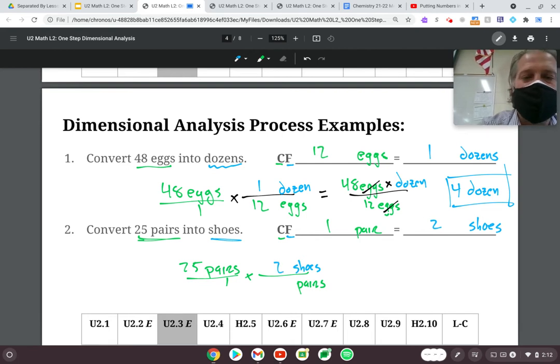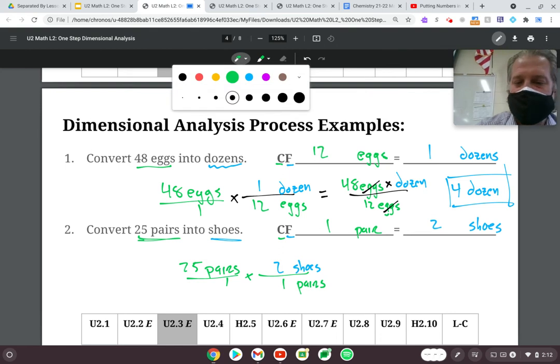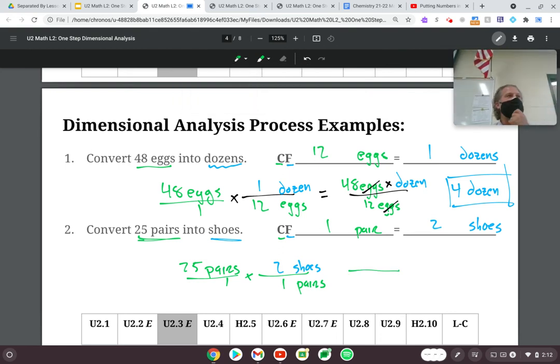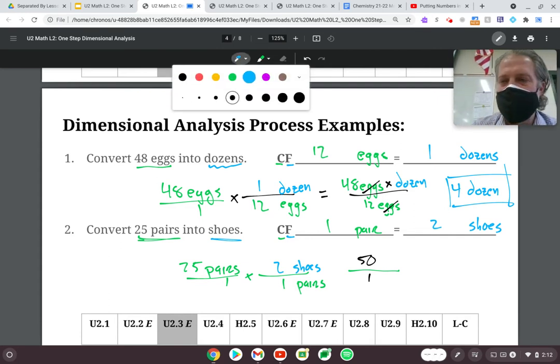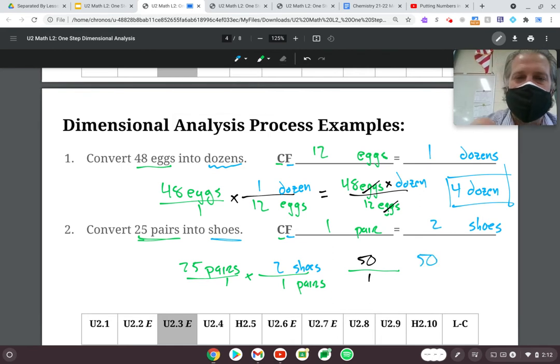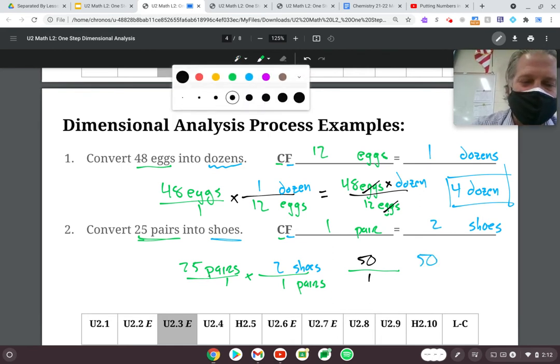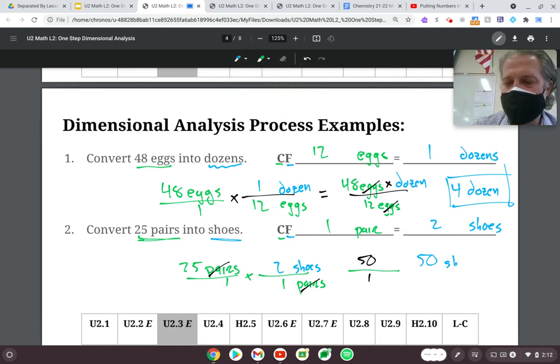So 2 shoes is the same as 1 pair. And so when I multiply straight across, I get something like 50 over 1, and I can't make that any smaller. So my final answer here is going to be 50. And I see that units of pairs cancel out, and it's going to be left with shoes.